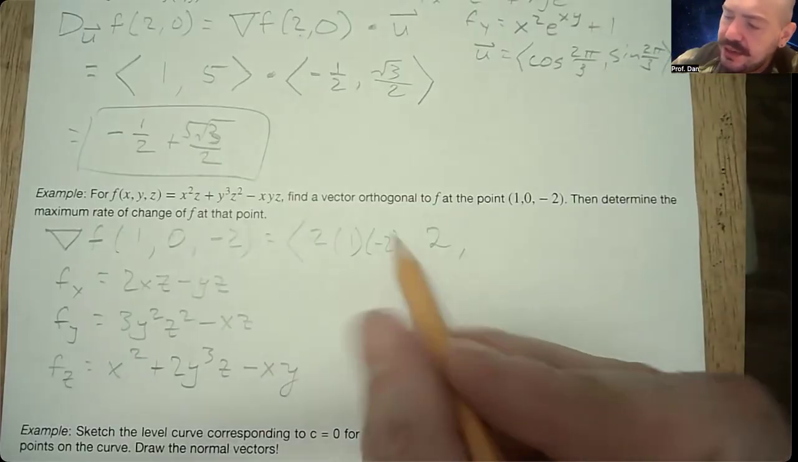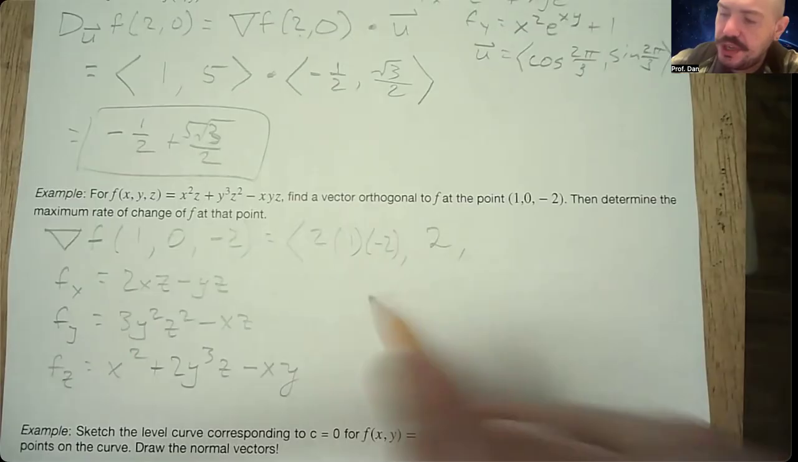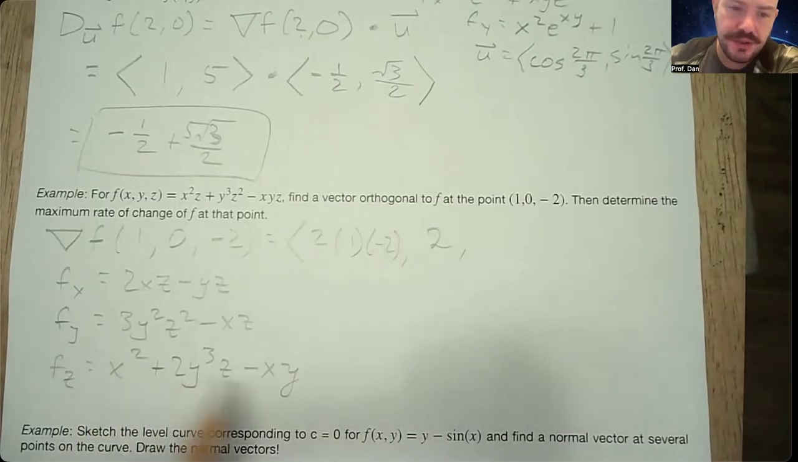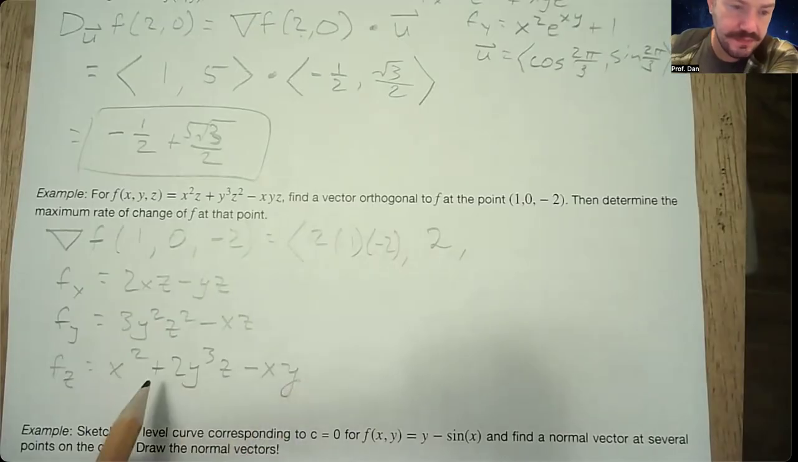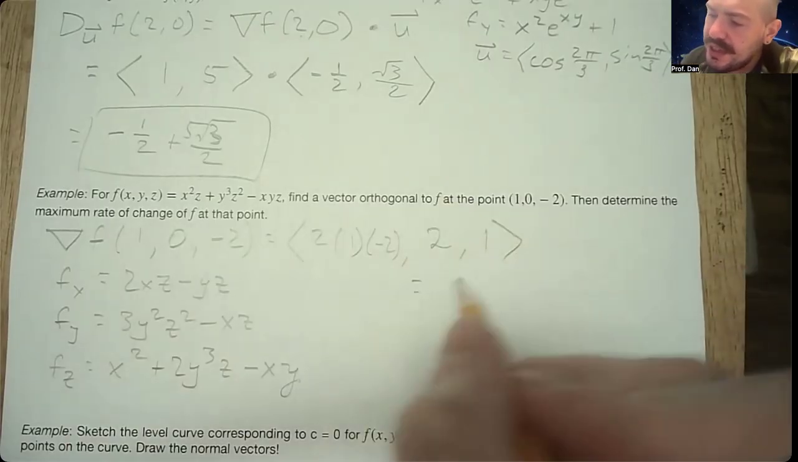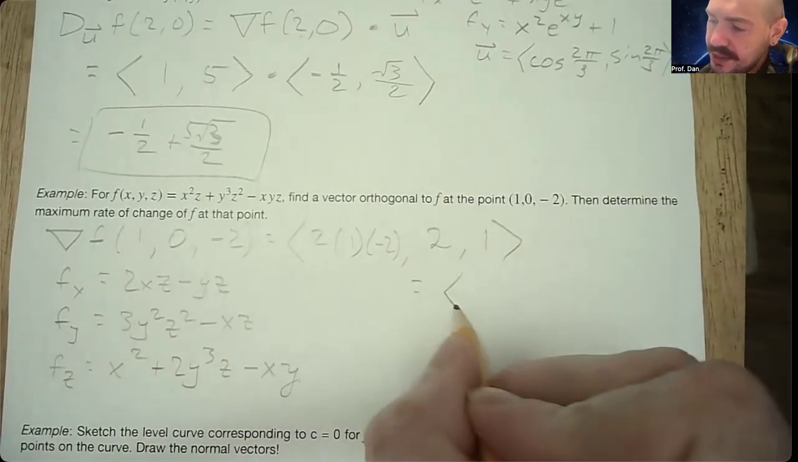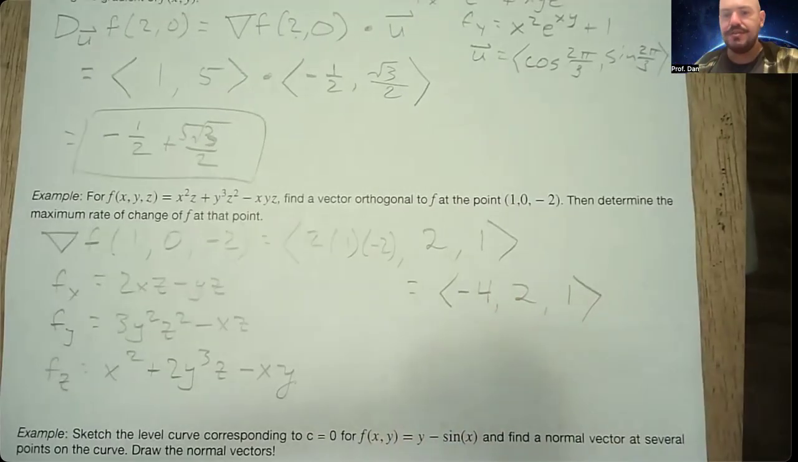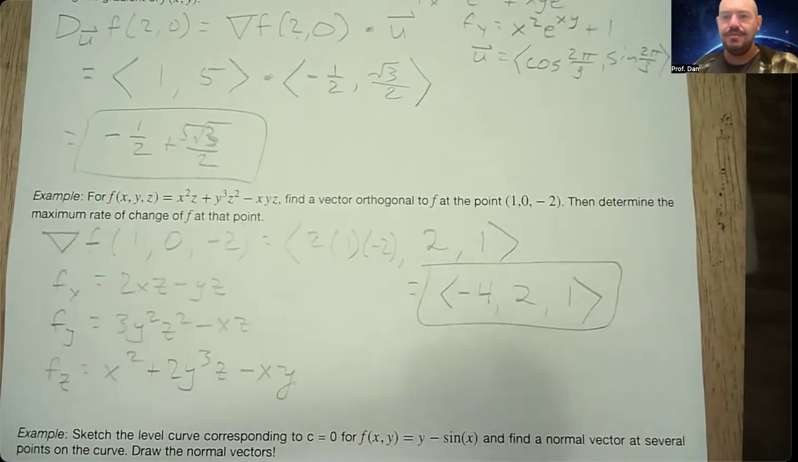And then for the very last one, that's going to be a 0 term. That's going to be a 0 term. So all we have is x squared, which is 1. So altogether, the vector that we get for our gradient is -4, 2, 1. And this would be orthogonal to a level curve on that surface. So it was a fancy way of just asking you to find the gradient.